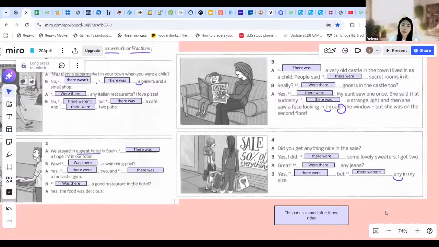Let's compare the past with the present. Are there two stadiums now in this city? You said there were two stadiums, and are there two stadiums now? Yes, still two stadiums. Is there a park named after Kirov? Yes, still. Okay, what else? So are there European restaurants?